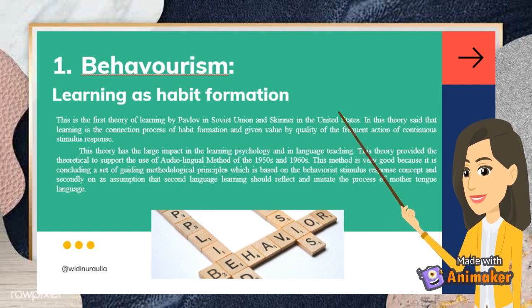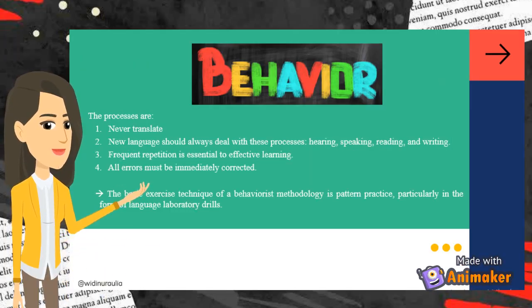This theory has a large impact on learning psychology and in language teaching. This theory provides the theoretical support for the use of the audiolingual method of the 1950s and 1960s. This method is very good because it includes a set of guiding methodological principles which is based on the behaviorist stimulus response concept, and secondly on an assumption that second language learning should reflect and imitate the process of mother tongue language. The principles of behaviorism are, first, never translate.